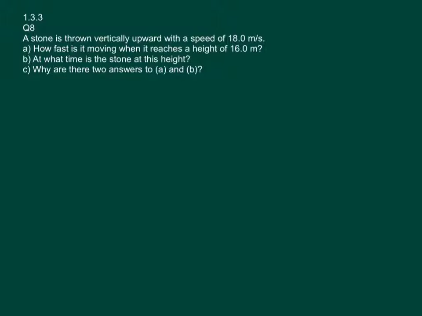Okay, exercise set 1.3.3, Physics 11, question 8. A stone is thrown vertically upward with a speed of 18 meters per second. A: How fast is it moving when it reaches a height of 16 meters? B: At what time is the stone at this height? C: Why are there two answers to A and B?